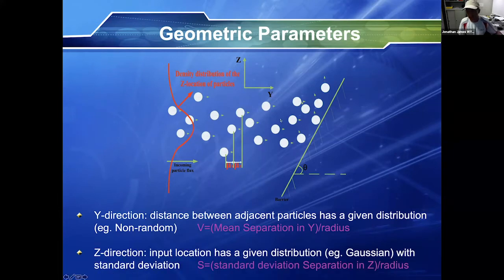And in the z direction, of course, the mean doesn't really play any role, because I can translate the mean up and down and it wouldn't do anything. What we really care about is the standard deviation. How much spread is there in the jet in the Z direction? We could choose any distribution, but for what I'm going to talk about today, we'll just use a Gaussian distribution. We'll have a parameter S, which is the standard deviation of the jet width divided by the radius. So those are going to be our two geometric parameters, V and S.